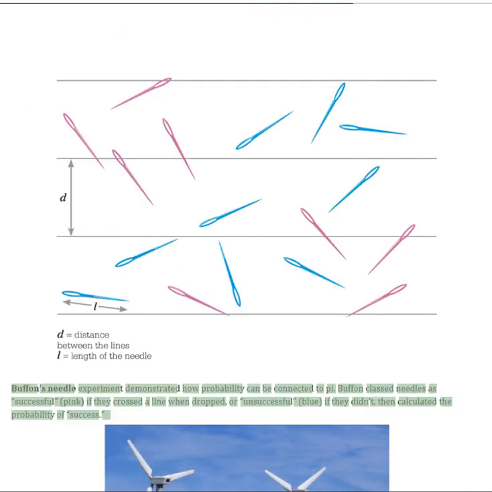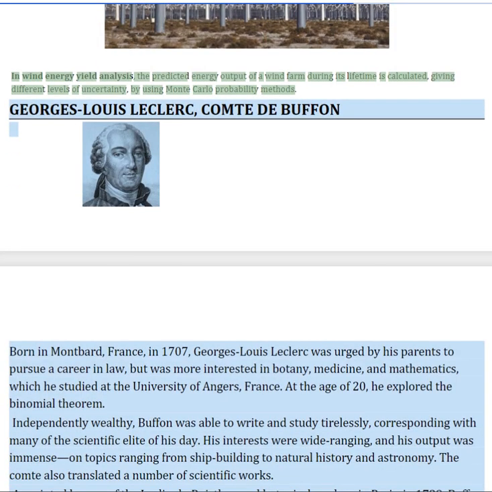Buffon's needle experiment demonstrated how probability can be connected to pi. Buffon classed needles as successful if they crossed a line when dropped, or unsuccessful if they didn't, then calculated the probability of success. In wind energy yield analysis, the predicted energy output of a wind farm during its lifetime is calculated, giving different levels of uncertainty, by using Monte Carlo probability methods.